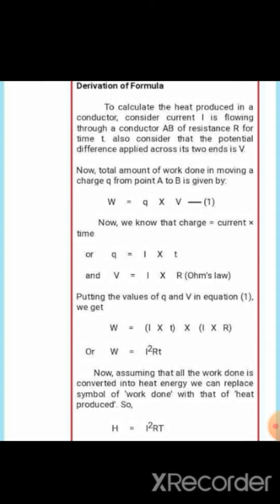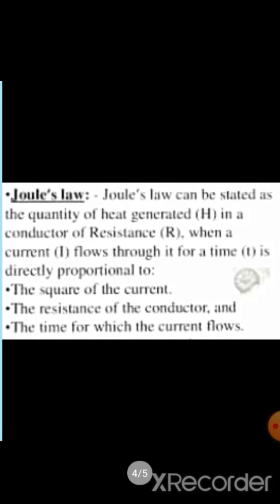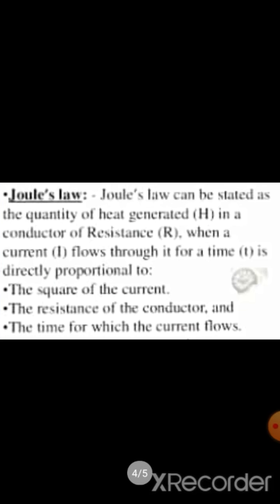What do we call? Joule's law of heating. The law states that the heat produced in a resistor is directly proportional to the square of the current, H proportional to I square, directly proportional to the resistance, H proportional to R, and directly proportional to the time for which the current flows through the resistor, H proportional to T.